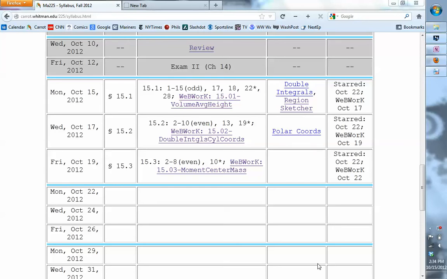And then I've also got this region sketcher thingamabob up here, which we'll use later in today's lesson and a little bit on Wednesday as well. This will help you practice a little bit with the algebra of computing limits of integration, which is really going to be the big skill set that we're trying to develop here in the next couple of days.